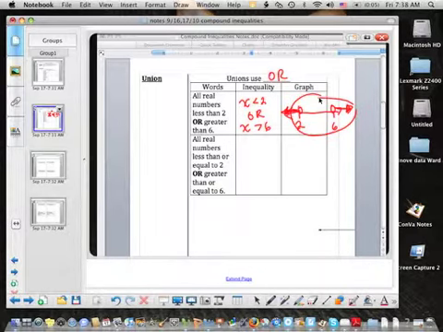It's kind of an easy way for the kids to remember. One of my students made that up one year, and I thought it was really great. And then, of course, this one, all real numbers less than or equal to 2, or all real numbers greater than or equal to 6.